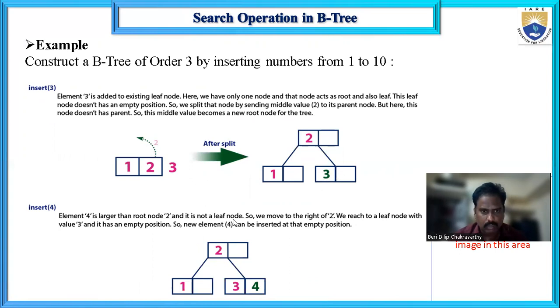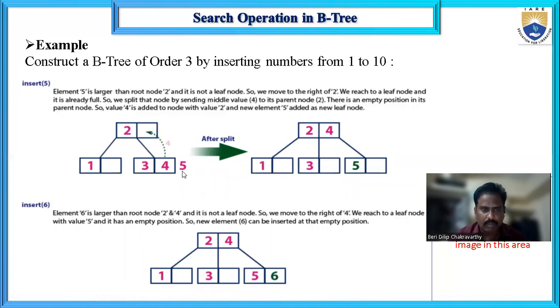Then I'll insert simply 4. No problem there, as there is space, I have included it. Now if I try to insert 5, it is already full, with 2 elements already there. What will I be doing? I'll insert and push my middle element upwards. Now it becomes 2, 4 here, 3 comes here, and 5 comes here. Then element 6. As 6 is greater than 4, I simply insert it here.